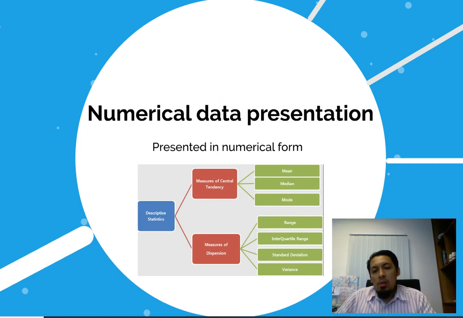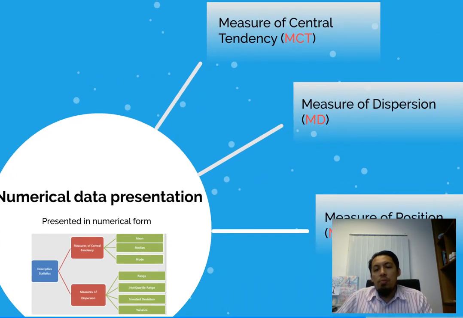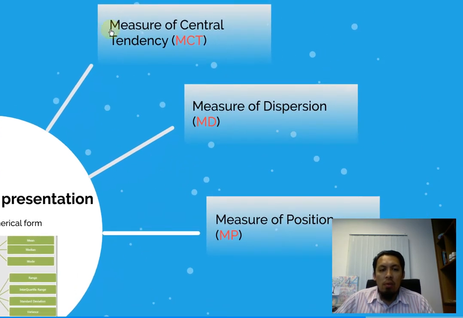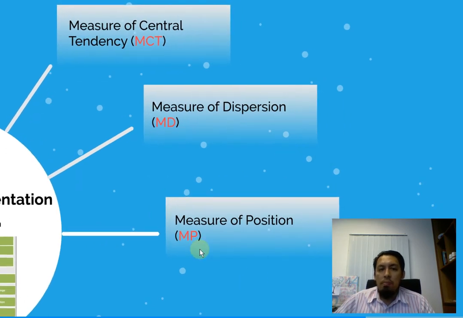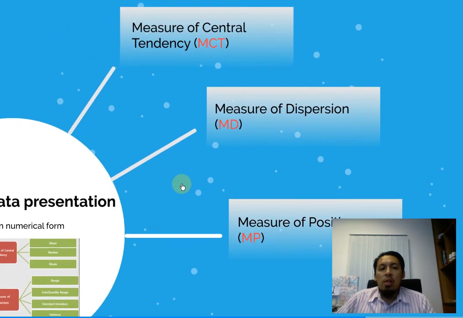The kinds of numerical data presentation that we have in statistics are these. You have measure of central tendency, MCT. You have measure of dispersion, MD. You have measure of position, MP. These three groups are the main groups that contain several other calculations inside.